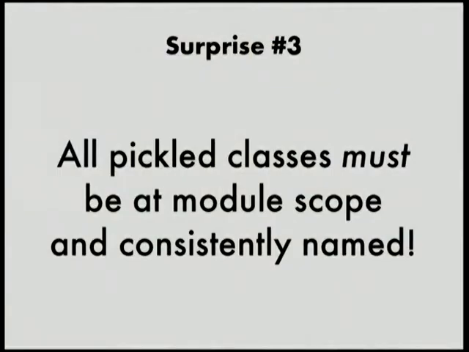Surprise number three, all pickled classes must be at module scope and must be consistently named. By consistently named, I mean that the way Pickle reconstitutes your object is it's written down the name of your class inside of the Pickle file, and when you reconstitute the object, it goes into the module and says, let's find the attribute at top level with the name of the class. If you don't have one, because you had an inner class or something like that, then Pickle can't reconstitute the object. It can't find your dunder new, it can't find your class, it can't work.